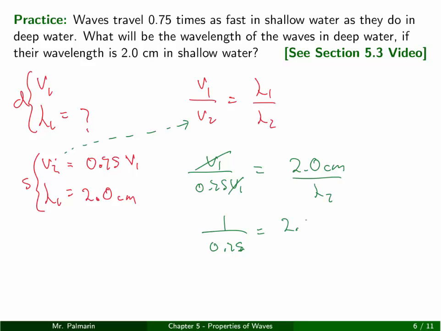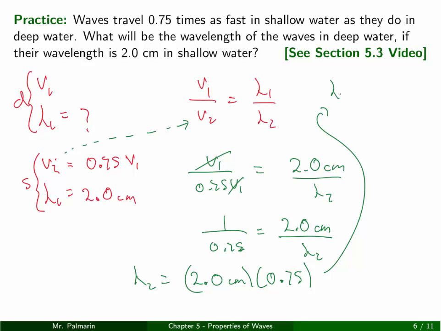Then we solve for lambda 2. That's a lambda, like I said. Writing used to be something I could do. Now, when you solve for this, I'll be left with 2 centimeters times 0.75. So 75% of 2, which should be just 1.5. So, in other words, lambda 2 is equal to 1.5 centimeters.